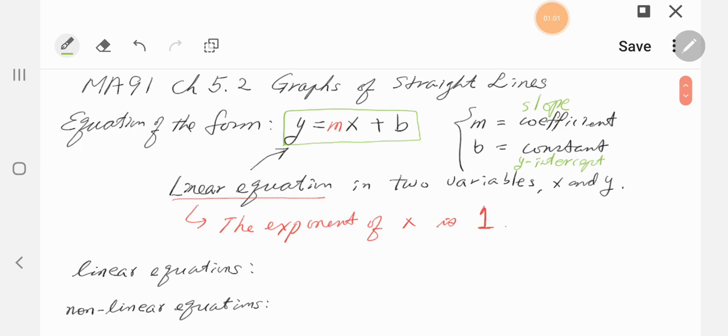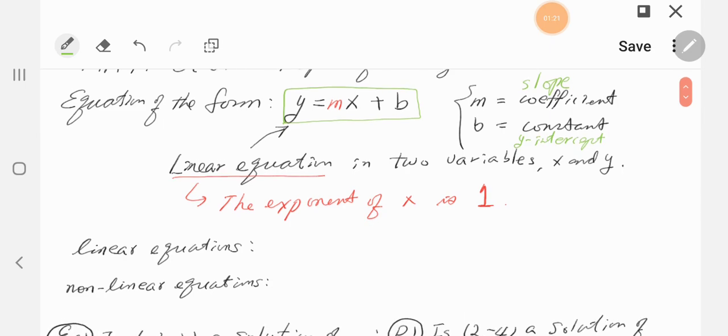So there are two variables in this equation, x and y. So this is a linear equation in two variables. Make sure that the exponent of the variable x is 1. Can you see this? The exponent of variable x is 1. Okay, so linear equations.